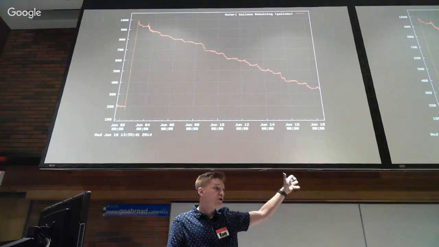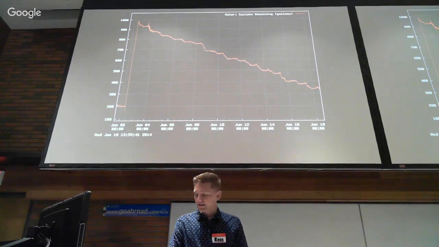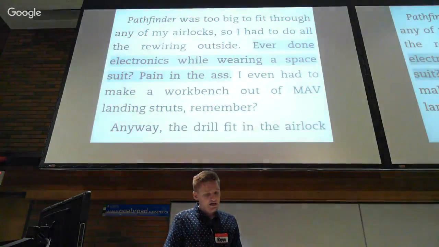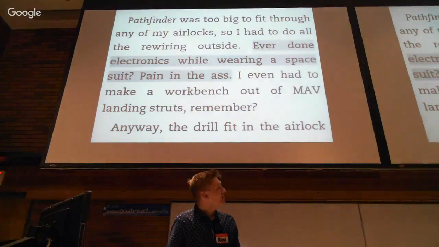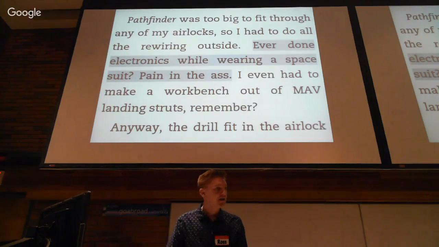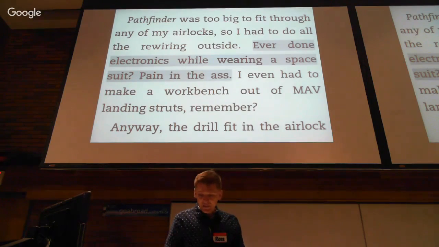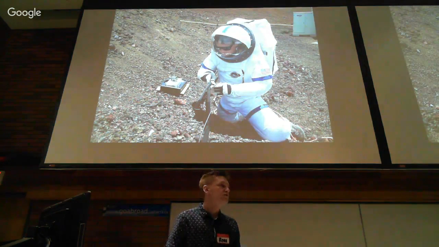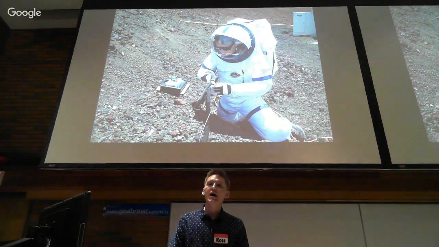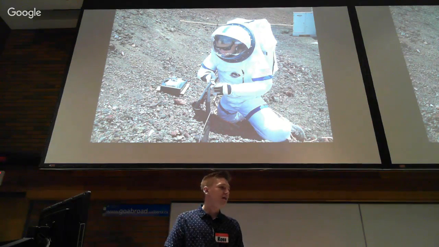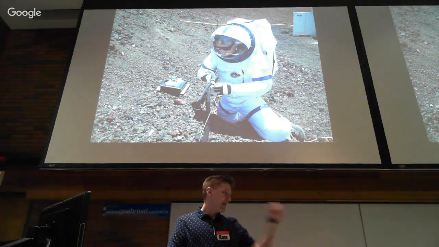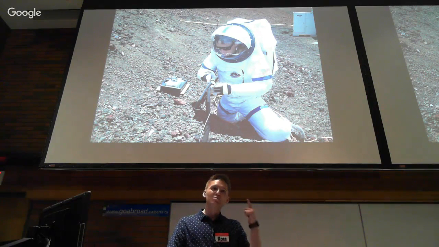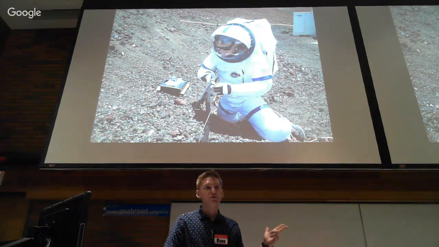In order to solve this problem, we had to do what our man in the Martian had to do too. He says, have you ever done electronics while wearing a spacesuit? It's a pain in the, excuse my language. And indeed, we had to do just that. So our water system failed, had a sensor failure that was caused by running out of water, repriming the system, and breaking the connection of the sensor when we reprimed the system.